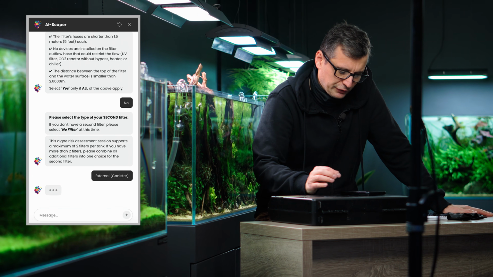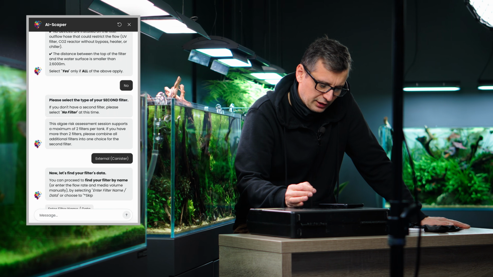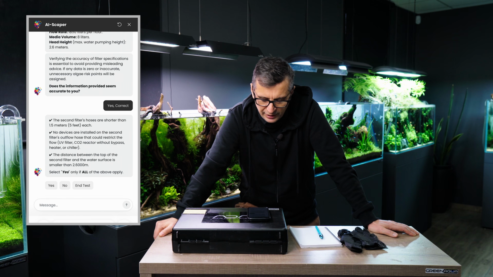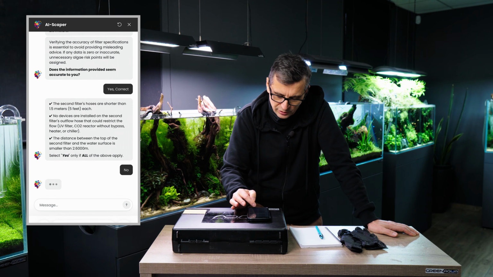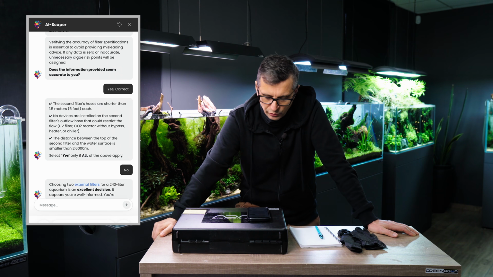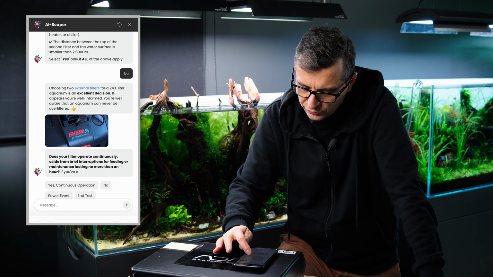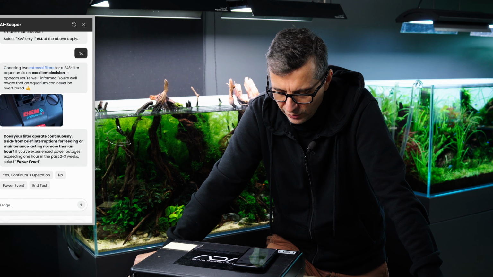Do we have a second filter? Yes, we do. It's the same thing. It's an external filter. The second filter's hose is shorter than 1.5 meters. Devices are also installed. So I would say no here again. Choosing two external filters is an excellent decision for an aquarium this big.